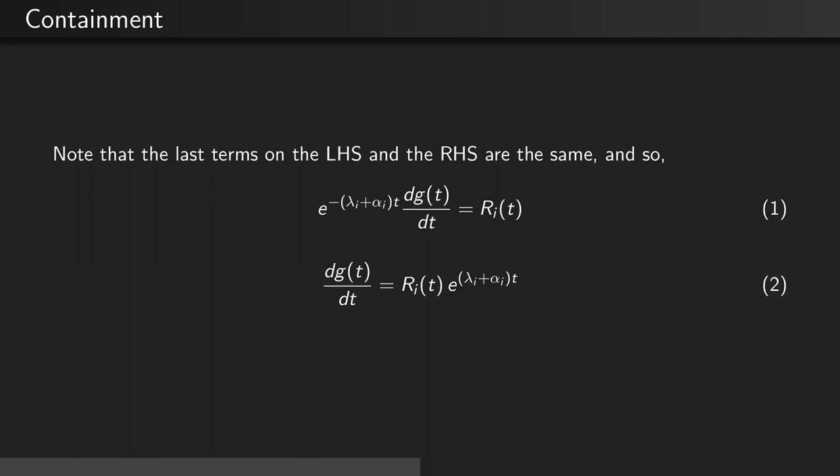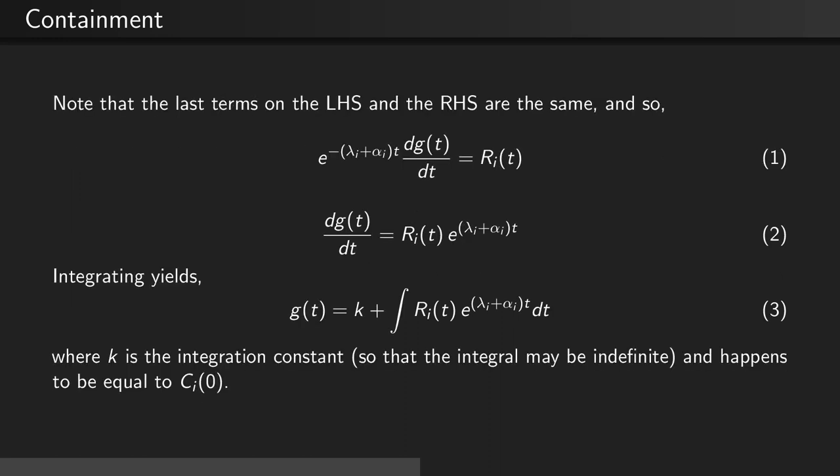dg/dt is equal to r_i of t times e to the positive (lambda_i plus alpha_i) t. Integrating this yields g of t equals k, some constant of integration, plus the indefinite integral of r_i of t e to the (lambda_i plus alpha_i) t dt. And we'll note that k happens to be equal to c_i of 0.